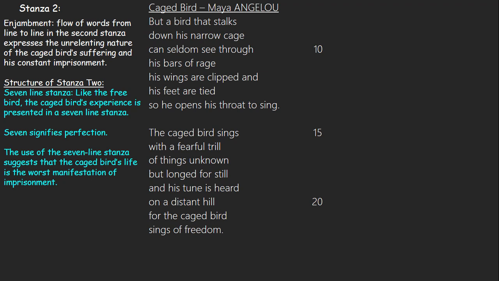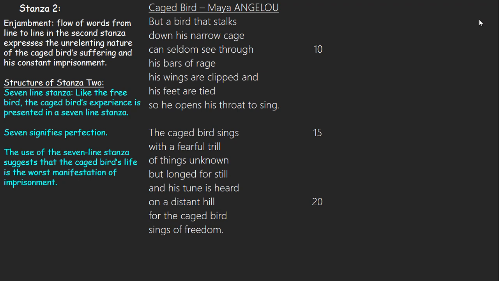Additionally, just like the first stanza, the second stanza also has 7 lines. 7 again, like I mentioned, signifies perfection. The use of the 7-line stanza in the second stanza suggests that the cage bird's life is the worst manifestation of imprisonment. So we see that for the free bird, his life is like the perfect embodiment of life, of enjoyment, of freedom. Now, the 7 in the second stanza reveals to the reader that the life of the cage bird is the perfect manifestation of imprisonment and suffering.